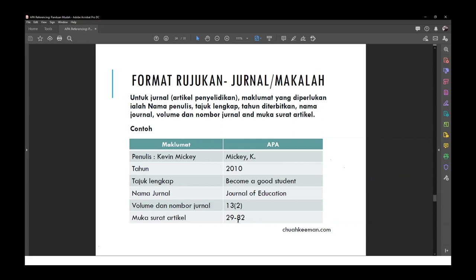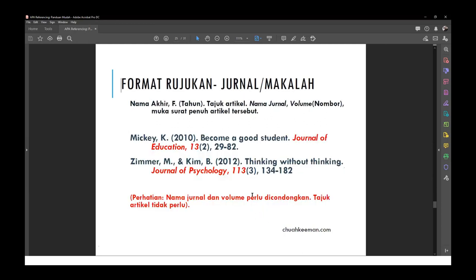Especially this one, the pages usually is missing from the automated extraction. So you have to find out the pages. For journal, make sure you know the year, make sure you know the name of the article that you're referring to, and then you have the journal name, the volume, and the number, and then the pages, like this one. Okay.